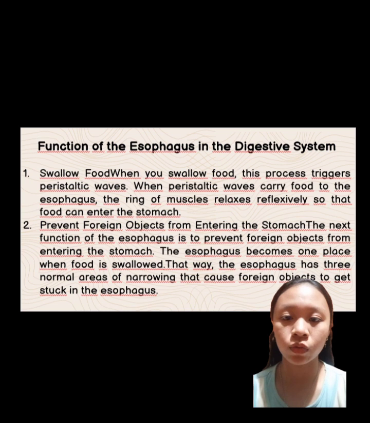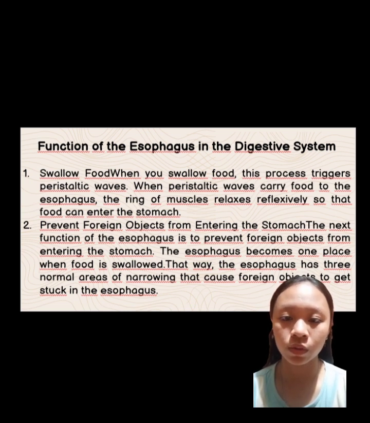1. Swallow food. When you swallow food, this process triggers peristaltic waves. When peristaltic waves carry food through the esophagus, the ring of muscle relaxes reflexively so that food can enter the stomach.